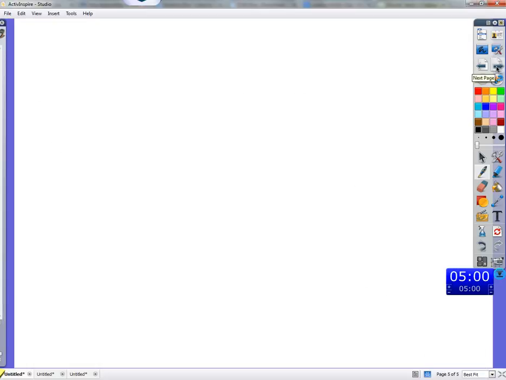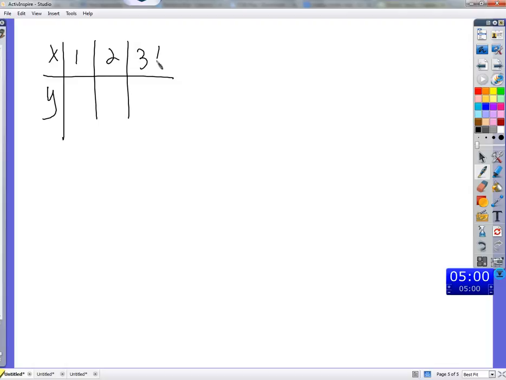So the question was, if you have in a function, two inputs go to the same output, that's okay, but one input going to two different outputs, that's not okay. So let's write something down, an example of that. 1, 2, 3, 4. This goes to 0, and this goes to 5, and this goes to 5 as well, and this goes to 3. No rhyme or reason to why that's happening, but there it is.